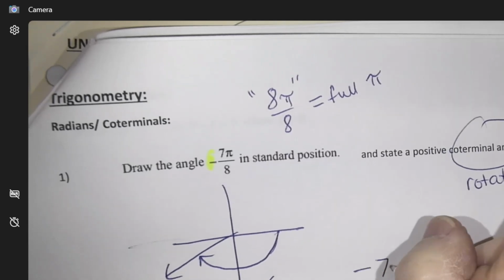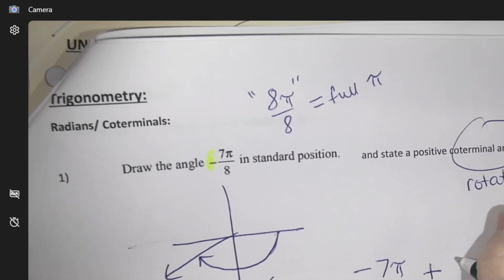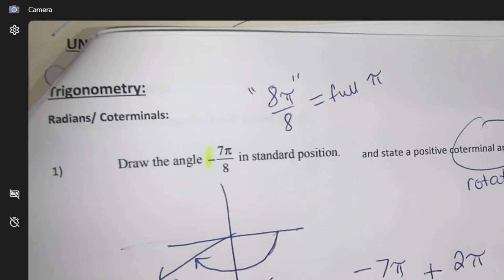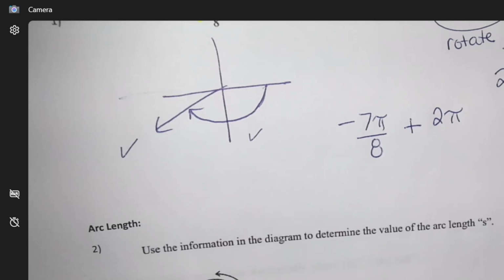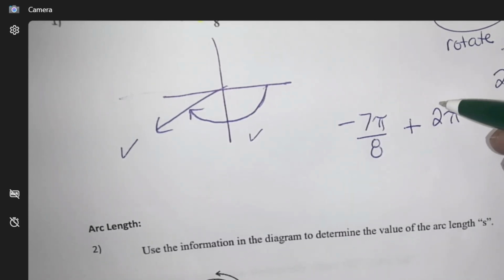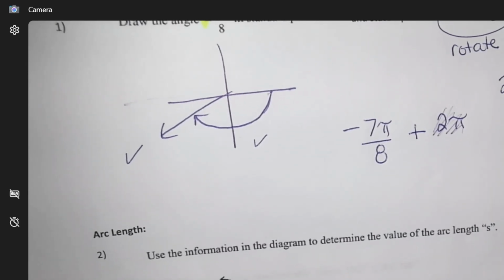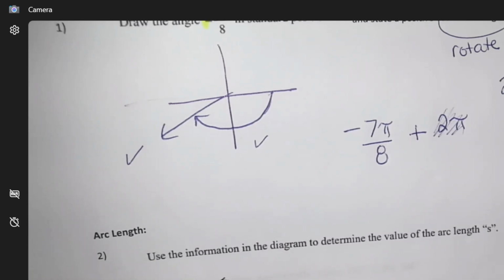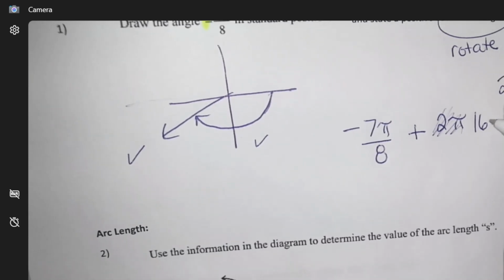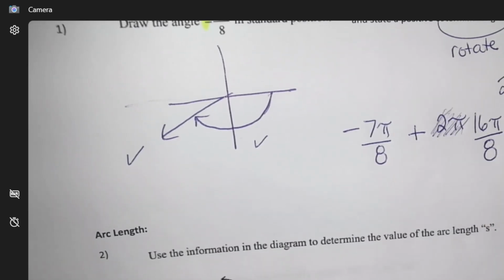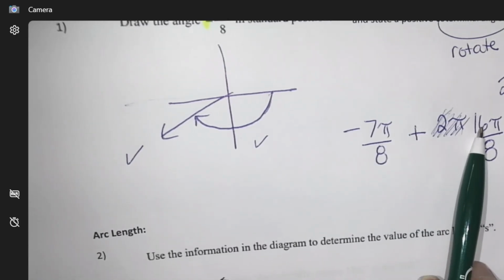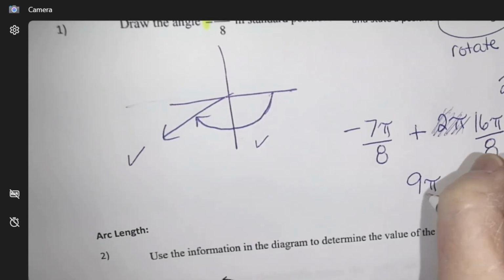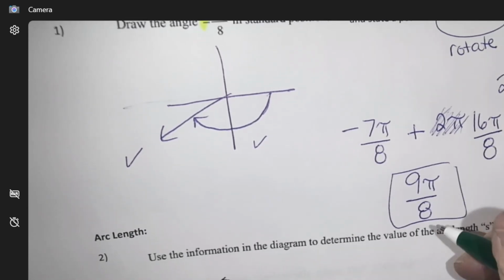Okay, so here's what I'm going to do. I'm going to rotate a circle. Can we revamp 2 pi to look different, just to match my fraction stuff going on? 16 pi over 8. See what I'm doing there? 16 over 8 is the same thing as writing a 2. So now, what is negative 7 plus 16? 9 pi over 8. Is that positive?